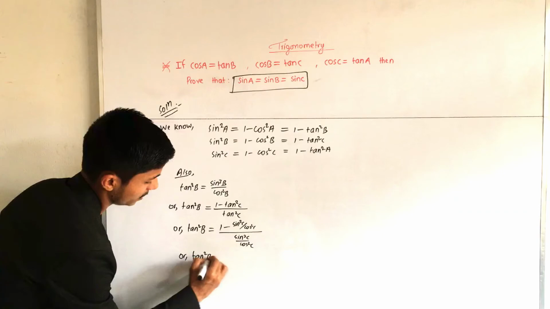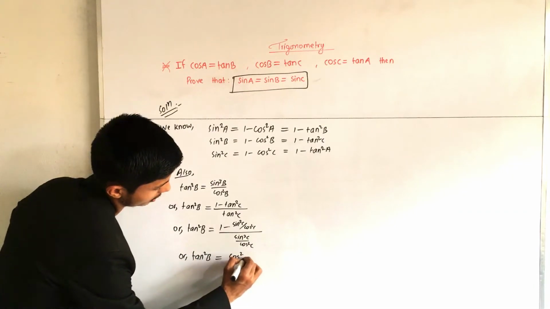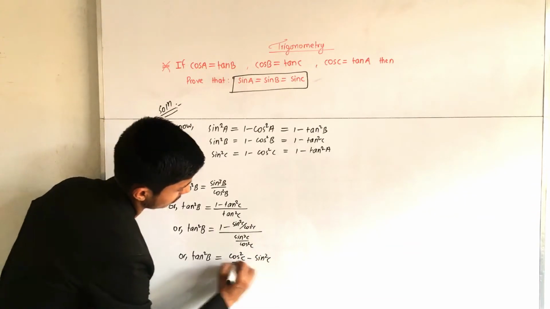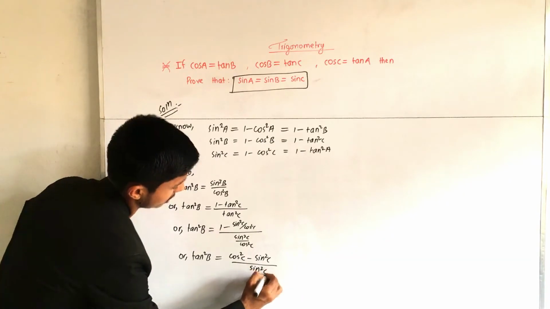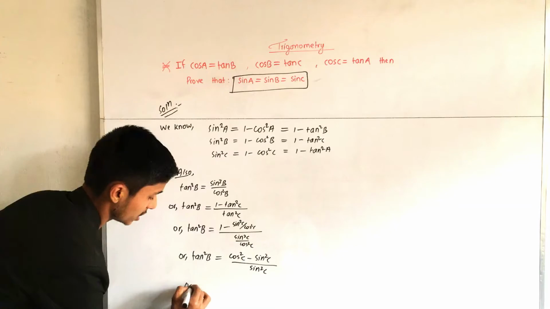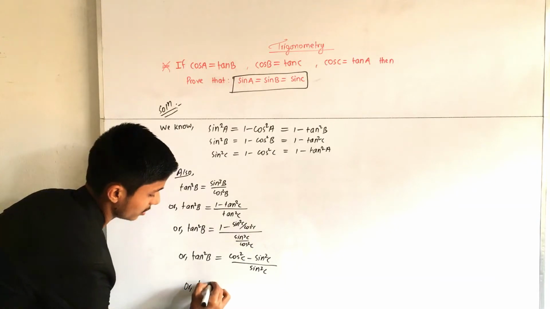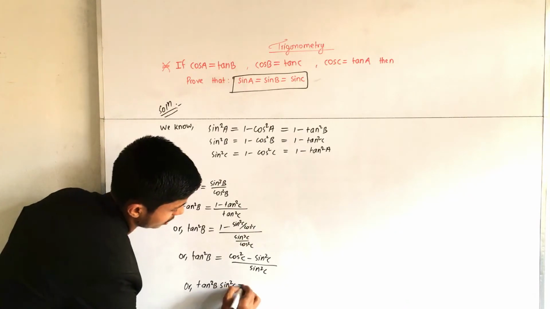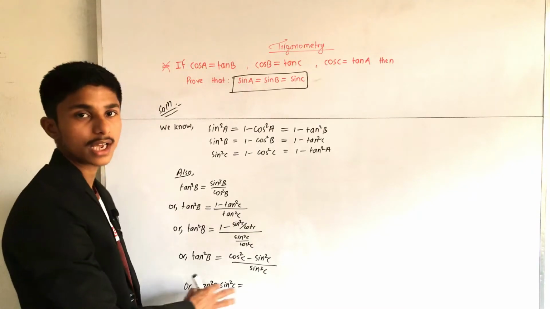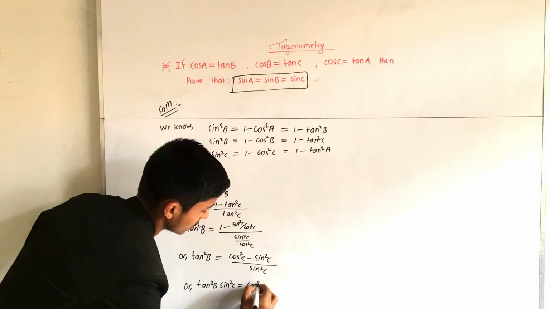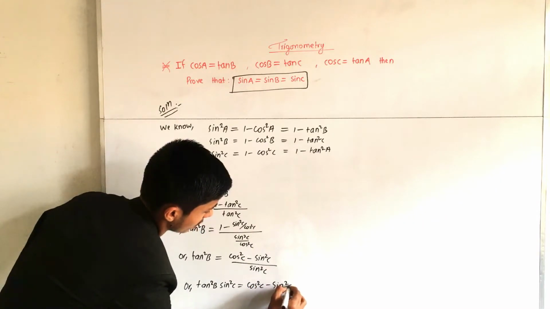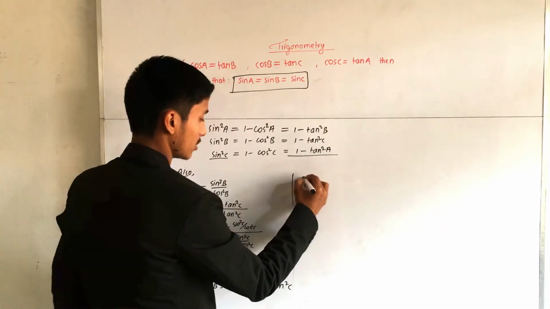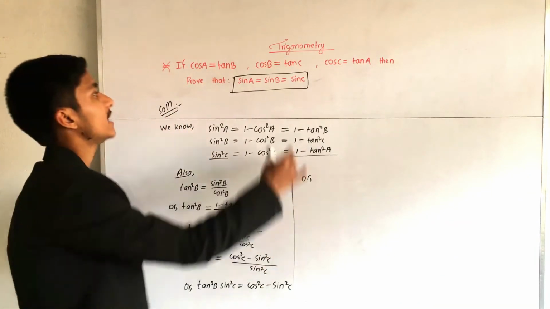tan square B is equal to cos square C minus sin square C by sin square C. We get this, and then in the next step we just cross multiply, and then we will get tan square B into sin square C is equal to cos square C minus sin square C.